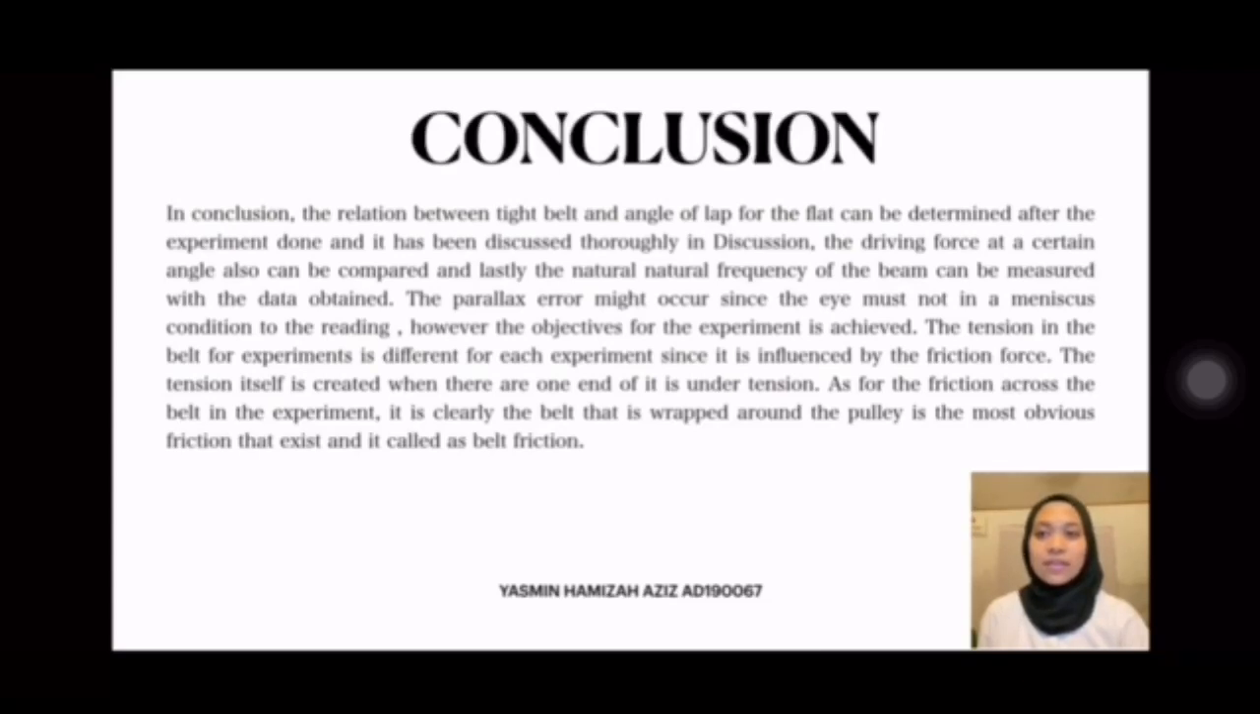The tension in the belt is different in each experiment since it is influenced by the friction force. The tension itself is created when one end of it is under tension. As friction acts across the belt in the experiment, it is clear that the belt is wrapped around the pulley and the most obvious friction that exists is called belt friction.